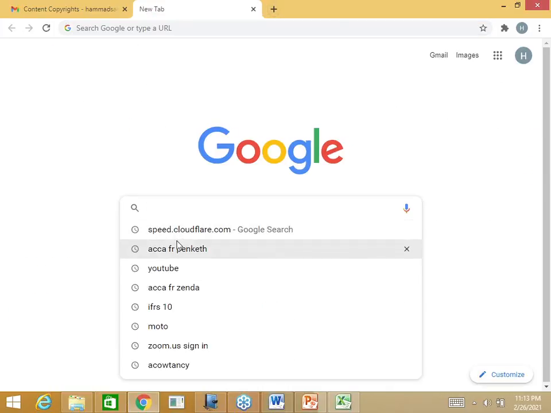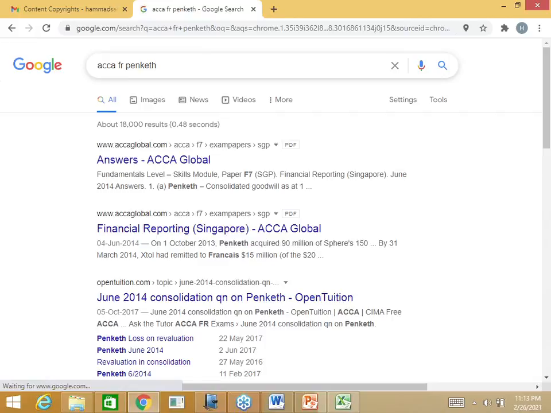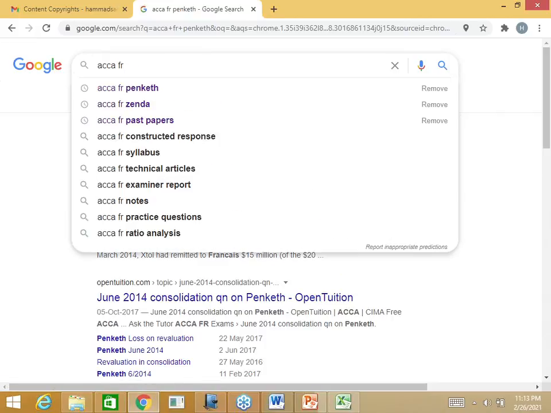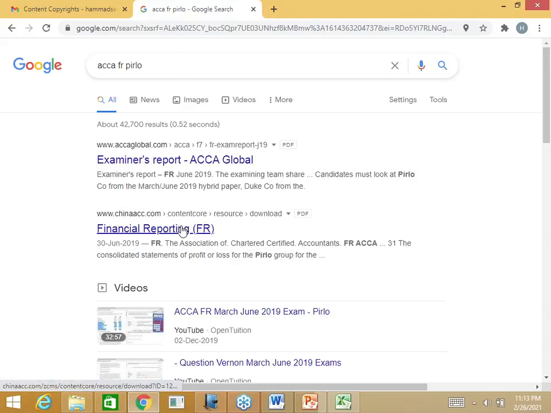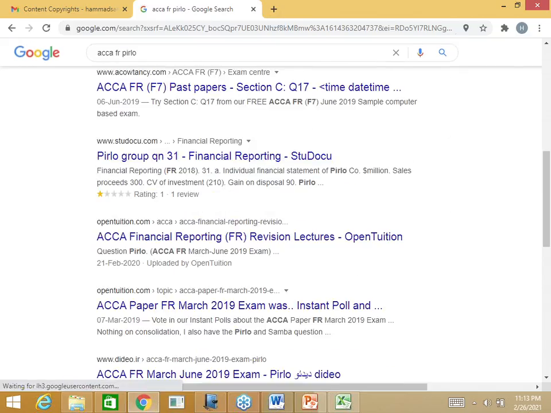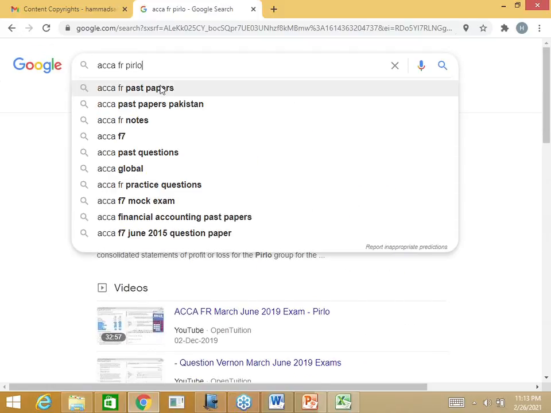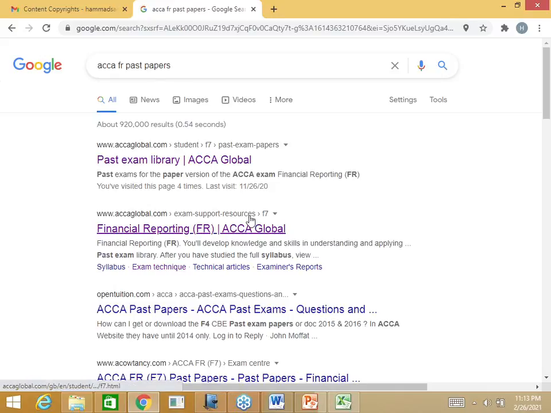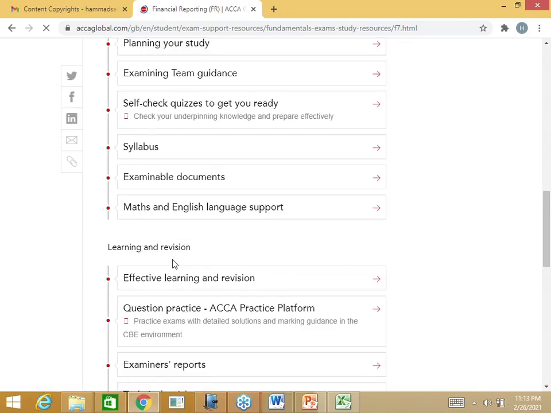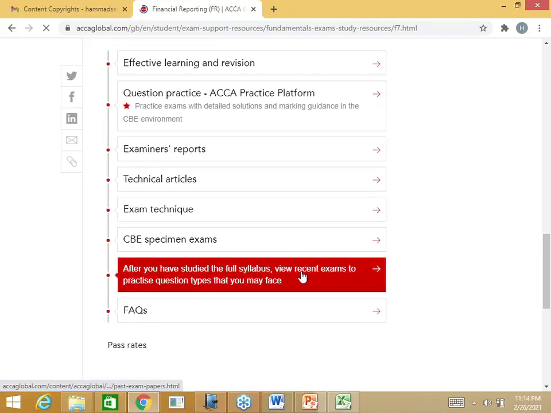So first of all, let's attempt one question from the past papers. Let's attempt one question for the calculation of this gain or loss on disposal. Then we'll be switching towards the next topic.